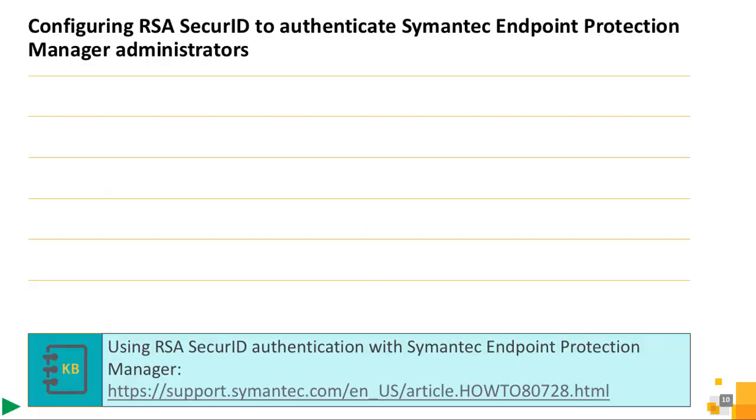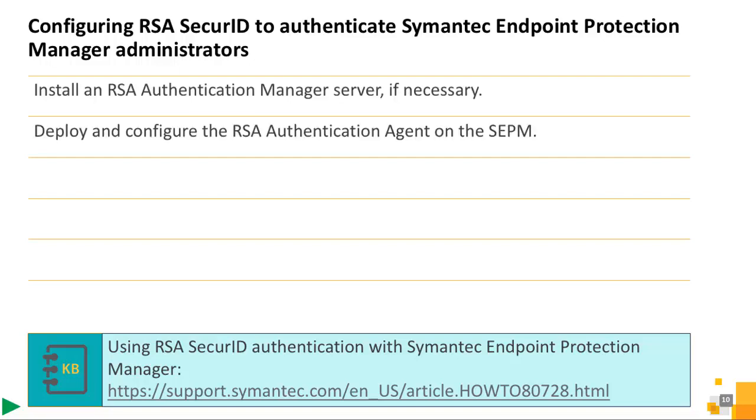If your organization uses RSA SecurID, use the following process to authenticate SEPM administrators. Install an RSA Authentication Manager server if necessary. As of version 12.1.6 MP5 and later, use RSA Authentication Manager 8.1. Deploy and configure the RSA Authentication Agent on the SEPM to connect to the RSA server. As of version 12.1.6 MP5 and later, use RSA Authentication Agent 7.